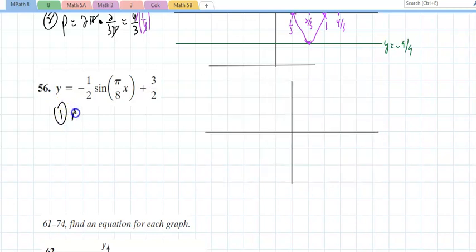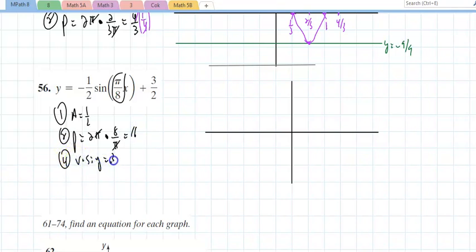One, amplitude is 1/2. 2, period is 2 pi. Instead of dividing, I'm going to multiply by 8 over pi, making that 16. 3, there's none. 4, we have a vertical shift of y equal 3/2. And 5, the sign is negative, so we reflect.